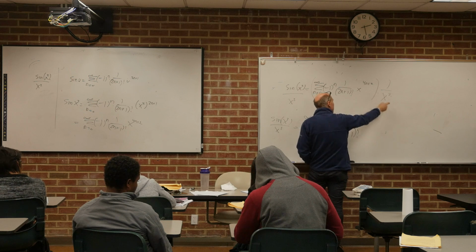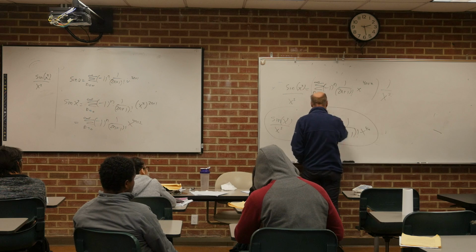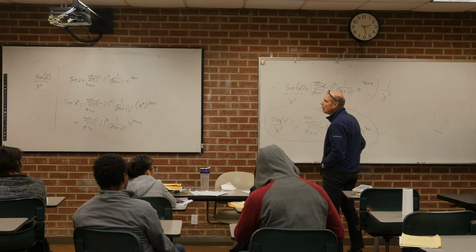x to the 4n plus 2, subtract off the 2, is x to the 4n. Oops.